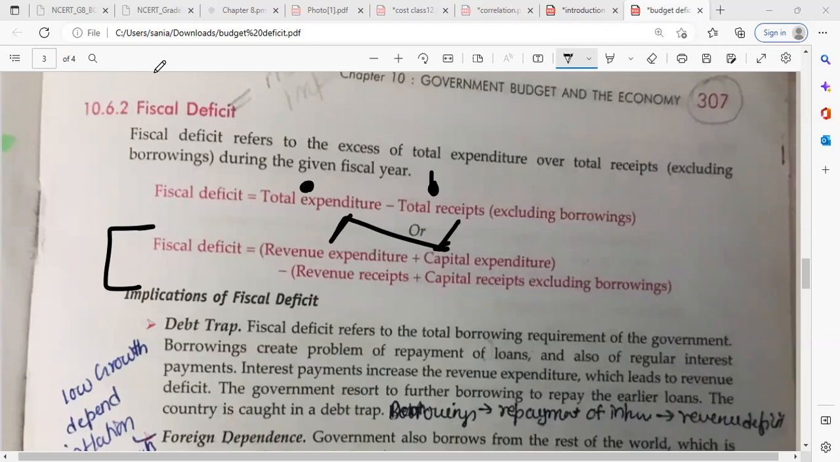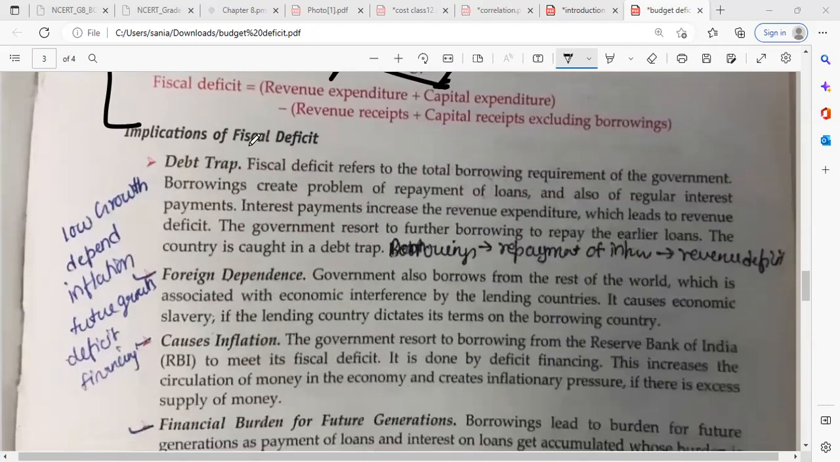Okay. Now after this, again you have fiscal deficit. So that means your total expenditure and total receipt, right? So again there's a problem. So what does this mean? First of all, debt trap will be there. Debt trap is very important. Sometimes in a one marker also they ask you. This is basically what debt trap is. You will read it, okay? And let me just explain to you.